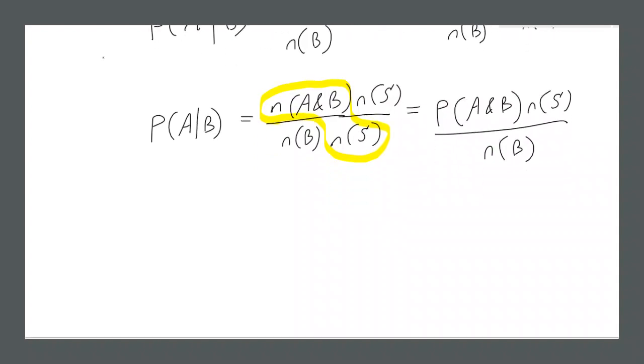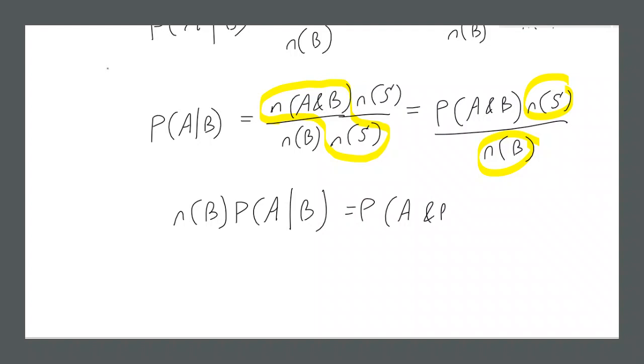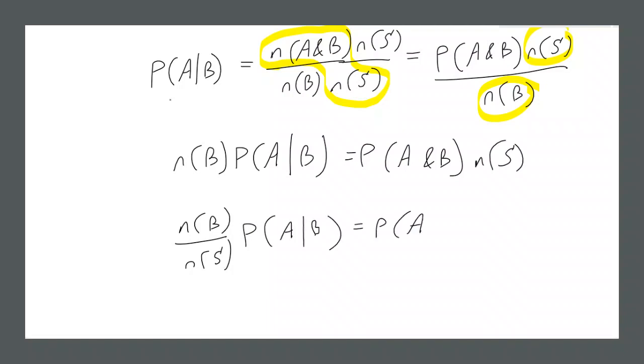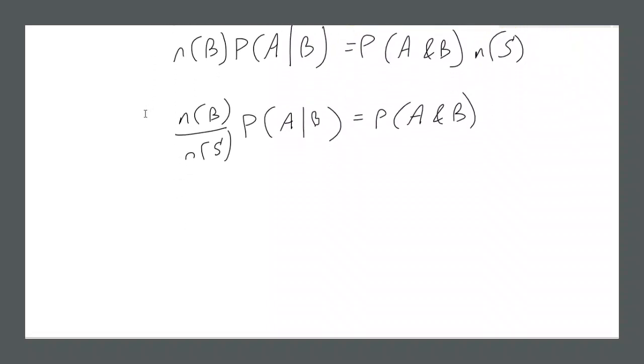Now I'm going to rearrange this formula. These two values here, this one and this one, I'm going to bring them to the other side of the equation. So I'm going to have NB times the probability of A given B is equal to the probability of A and B times NS. And then I'm going to divide both sides by NS. And I'm going to have NB divided by NS times the probability of A given B equals the probability of A and B.